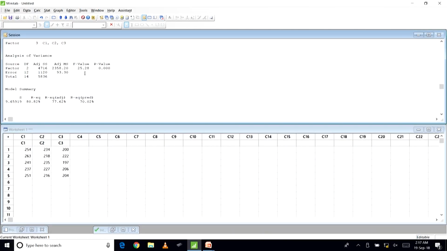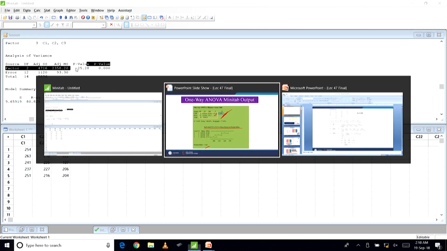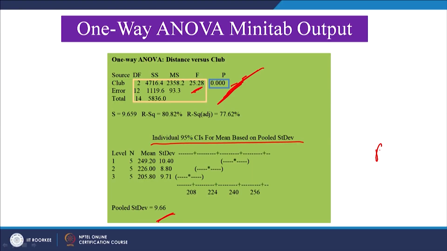So, you have got total, sum of total square, error and error variance and explained variance, right. So, this is P is 0, F value is 25.28. So, we will reject null hypothesis because P is less than alpha. So, we will reject null hypothesis, right.